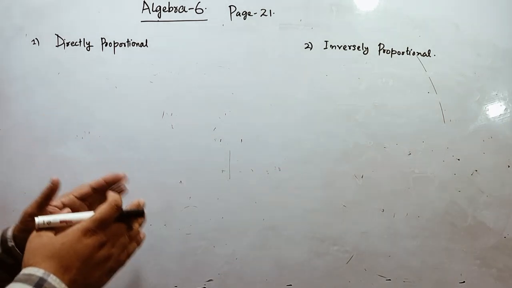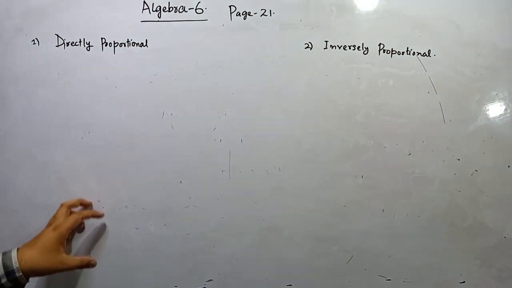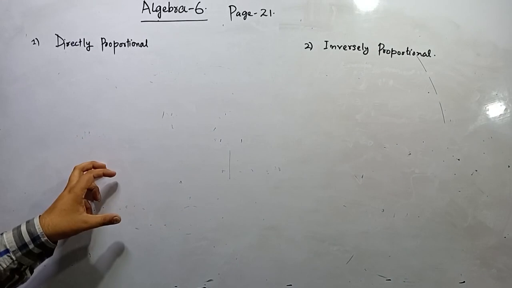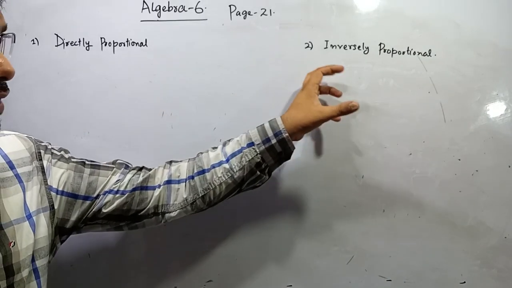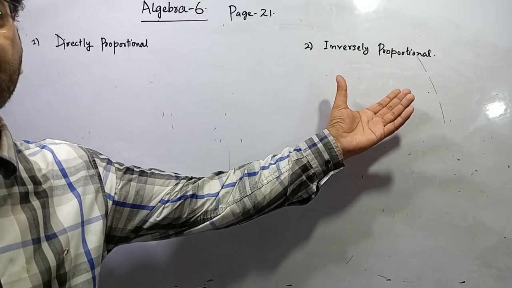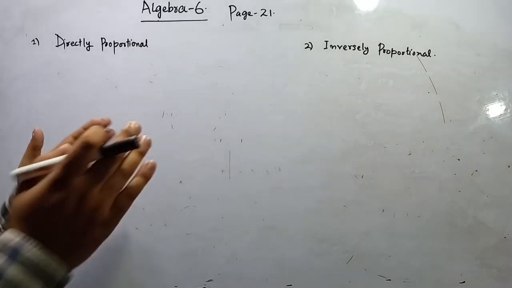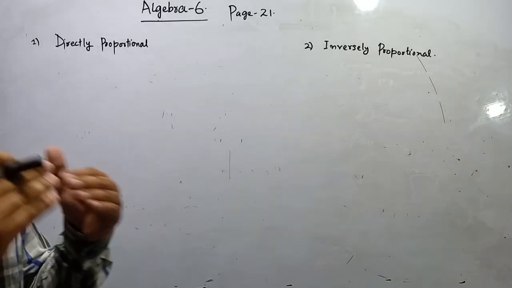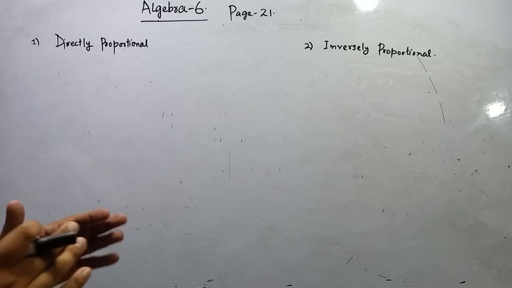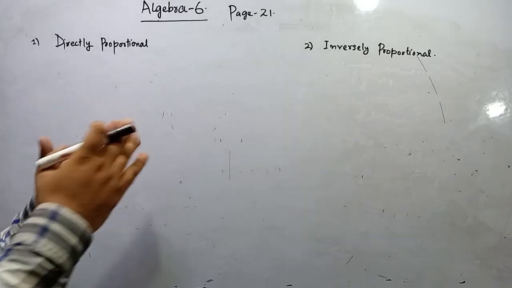Now, what is the need here to repeat these two concepts? If you remember, in the previous chapter, for directly proportional we were taking the ratio of the two quantities as the same, or constant, and in inversely proportional we were taking the product, that is the multiplication of two quantities, as constant. But in Algebra 6, we are relating the two quantities with a formula. For example, if x is directly proportional to y or x is inversely proportional to y, then we are making an equation in which we write the two quantities.